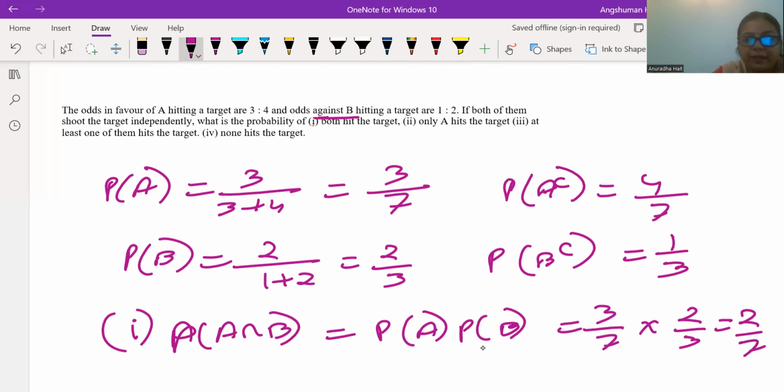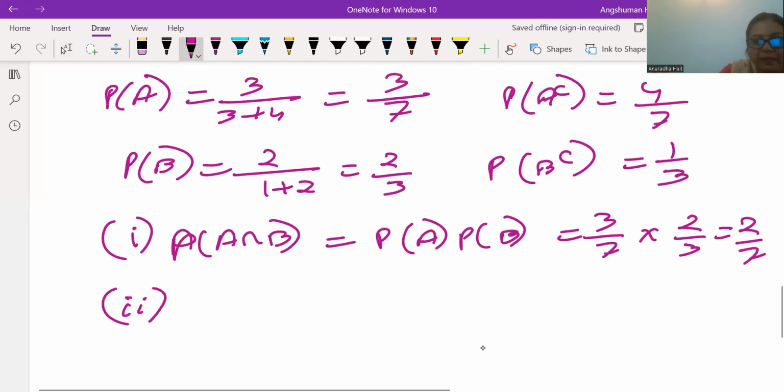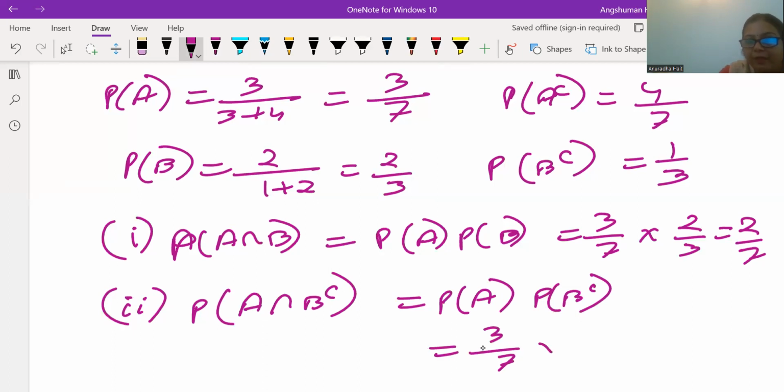Then only one hits the target. Only A will hit the target. Only A means probability of A intersection B complement. So probability of A into probability of B complement. Probability of A is 3 by 7, B complement is 1 by 3. So your answer is 1 by 7.